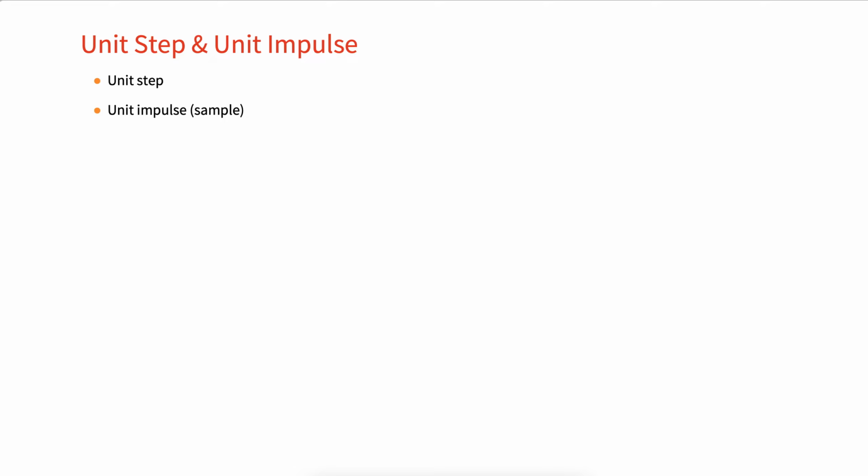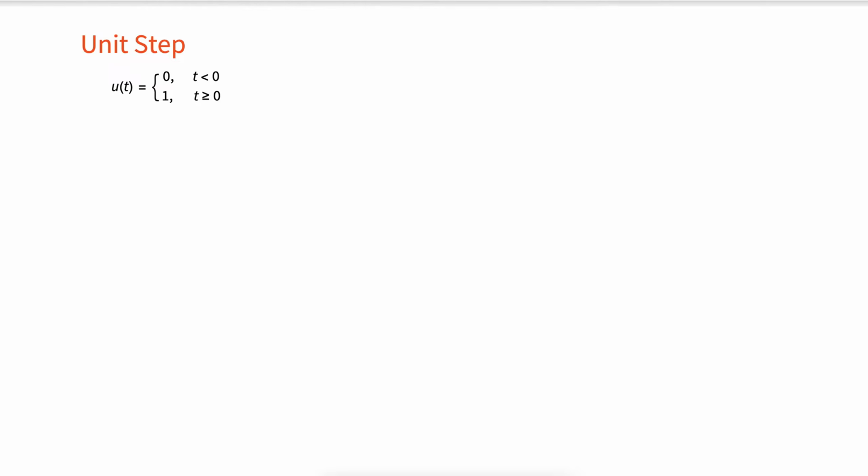The third and final class of signals that we will discuss in this lesson are unit step and unit impulse. The continuous time unit step function is defined as 0 for negative values of t, and it is equal to 1 when t is greater than or equal to 0. The discrete plot of the sequence also shows these values. Note that the function is discontinuous at t equal to 0 and mathematically is not differentiable at t equal to 0.